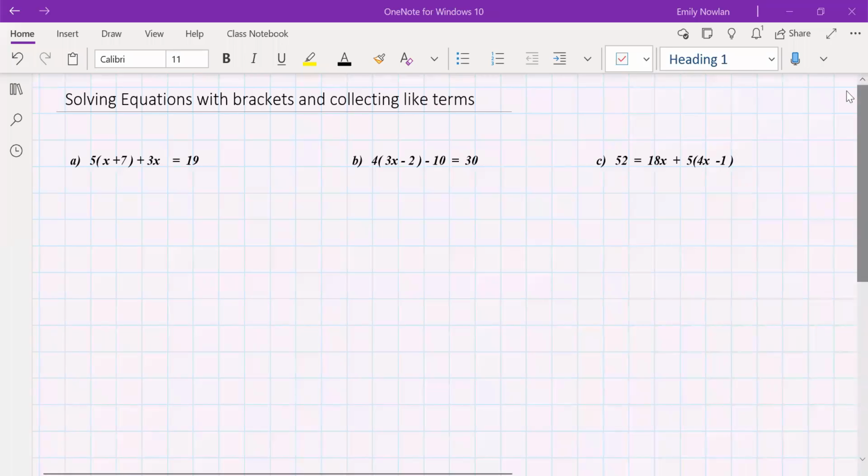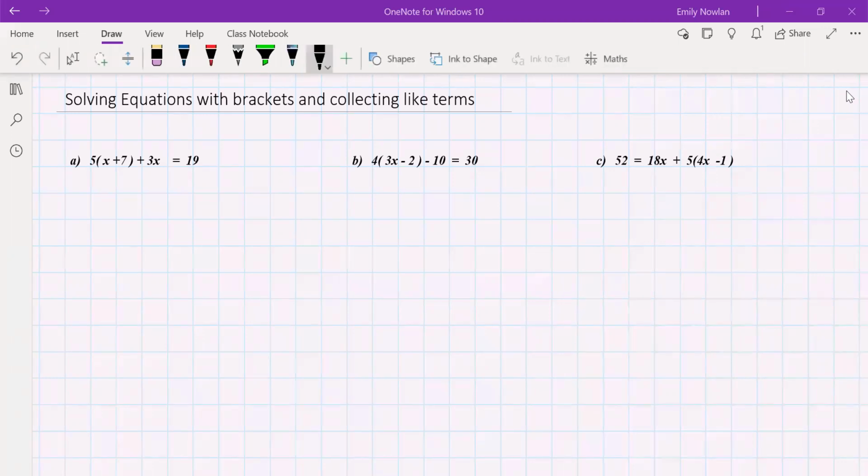Okay, hello everyone. We're going to solve equations with brackets, but that also involves collecting like terms. If you're going to do this as a little challenge to yourself, I recommend you pause the video now, try these questions, and then work through with me after you've given them a go. So let's have a look at this first question here.